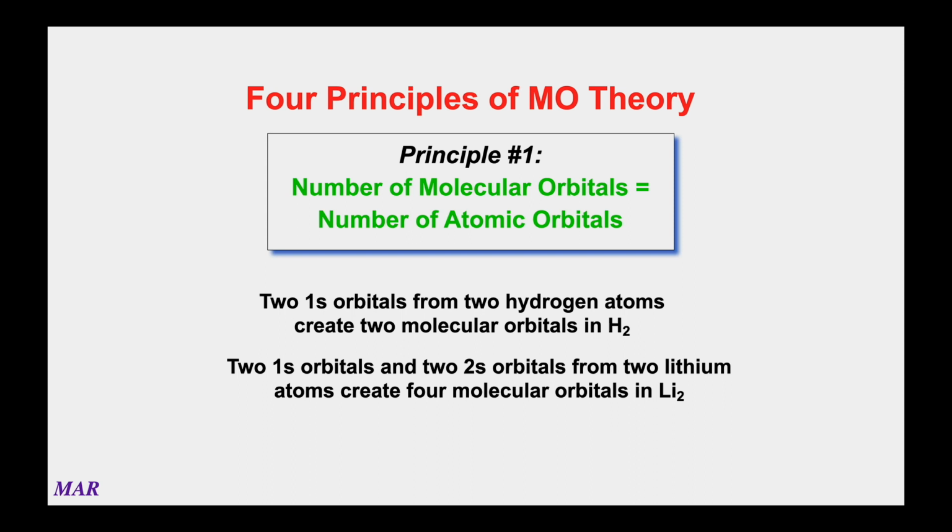If you put 2 1s orbitals and 2 2s orbitals from 2 lithium atoms, then you're going to end up with 4 molecular orbitals in Li2. So remember, lithium is 1s2 2s1. There's a 1s and a 2s orbital per lithium. So 2 atomic orbitals plus another 2 atomic orbitals from the other lithium makes 4 molecular orbitals at the end.